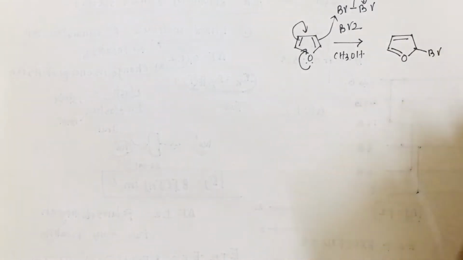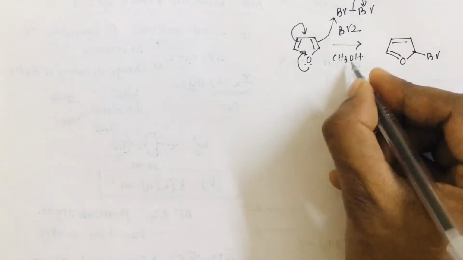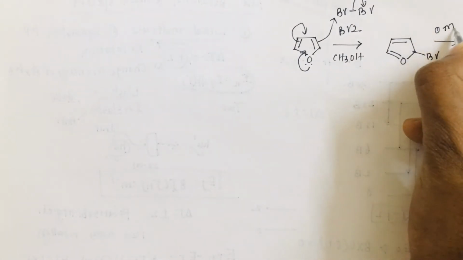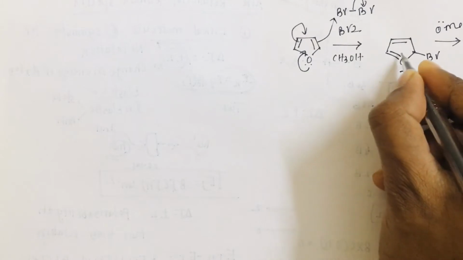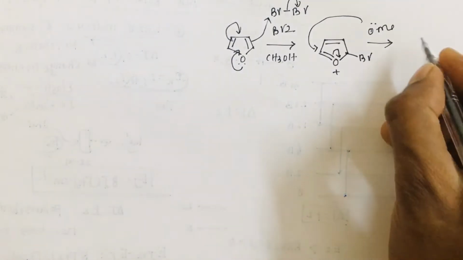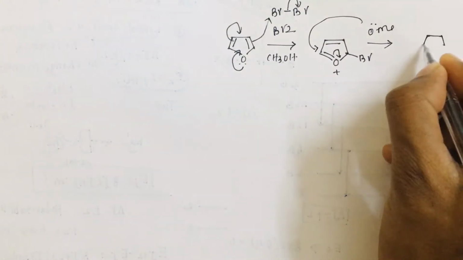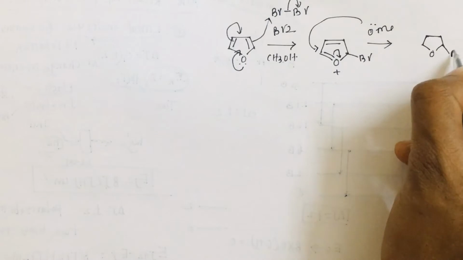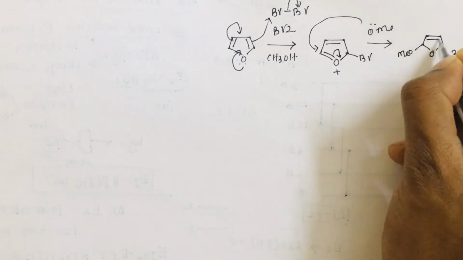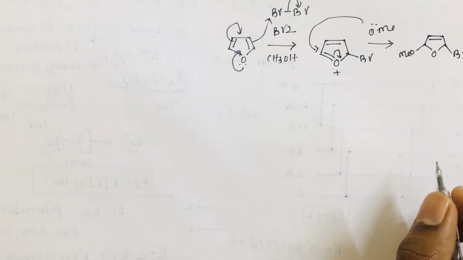This is the Br. Okay, so now in the reaction mixture we have methanol, OMe. So here we have a positive charge, this bond comes here, this comes here. Now this will be O, Br, OMe, and here we have a double bond.